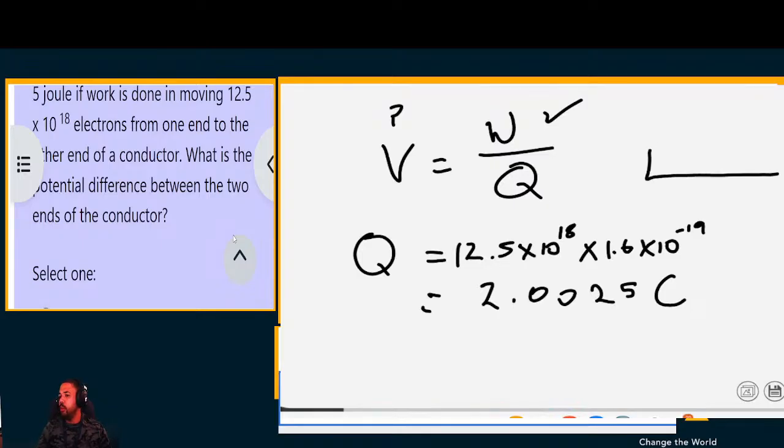Okay, remember we have a conductor, and in this conductor we are moving charges from one end to the other. Okay? And the amount of these electrons, which is a charge, the amount of those electrons is 12.5 times 10 to the 18 electrons, with each one of them having a charge of 1.6 times 10 to the negative 19. Now we have the total charge of all of those electrons.